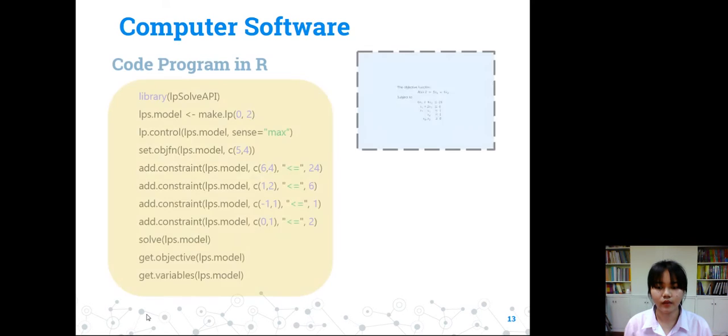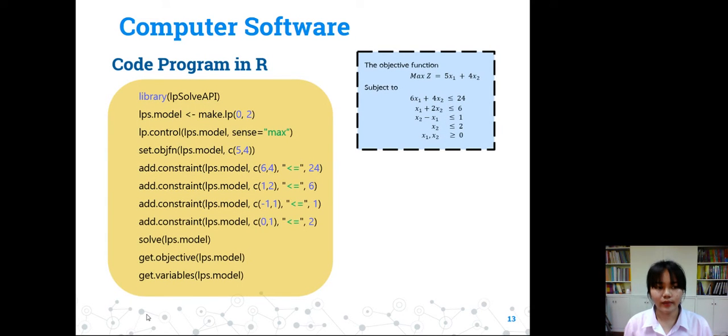And the last method is computer software. Computer software is a solution method that uses a computer program to help. Code program in R. The first line is the package, which is required to solve linear programming in R. The next line gives the number of decision variables, and the next line inputs max or min depending on the objective function, and the next line is the coefficients in the objective function.